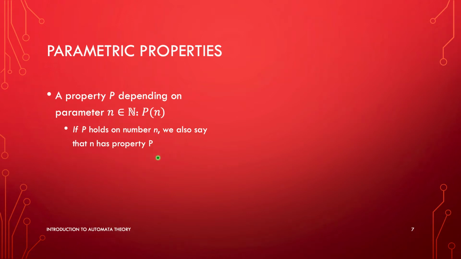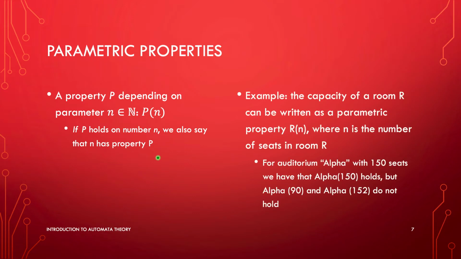So here is a very simple example. We would say, for example, in terms of the capacity of a room R, we can define that as a parametric property R of n. If you have an auditorium alpha with 150 seats, then obviously you will say that alpha of 150 holds, because that's exactly the number of seats in that room. But you would say that alpha of 50 and alpha of 200 don't hold.